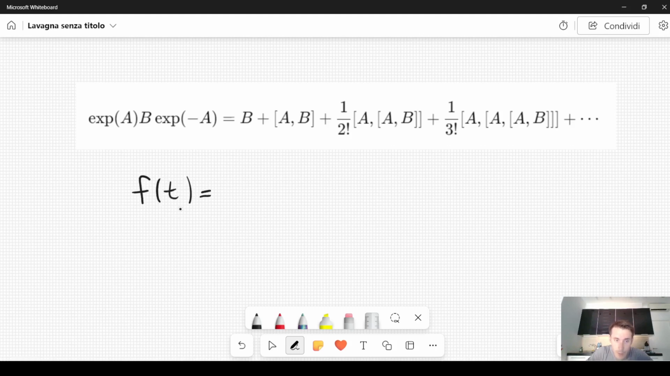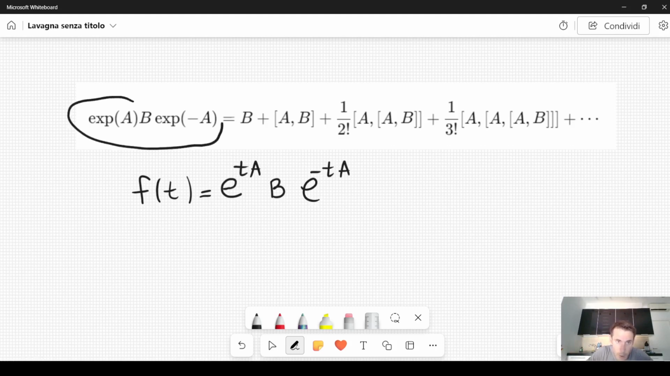T is a certain variable, it's a scalar. You can think of that as time, but it is a continuous variable. And then we define f of t as e to the tA, B, e to the minus tA. So you can see that we get this expression here when we set t equal to 1. So we will be interested in this point here, t equal to 1, later.